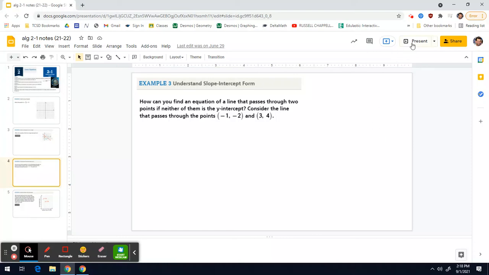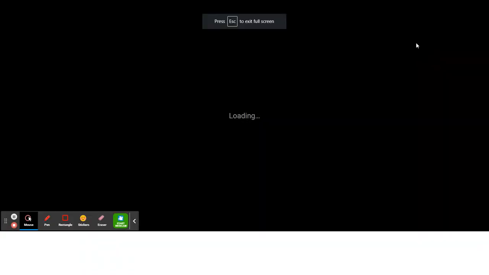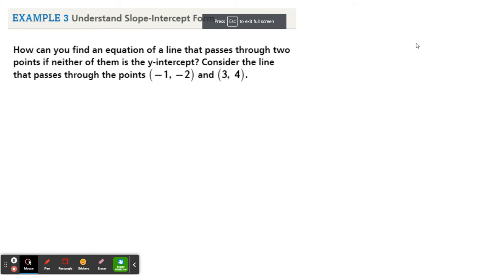Okay, so here's our second video talking about slope-intercept form. This is kind of a word, not a word problem, but it involves a little bit more steps. It says, how can you find an equation of a line that passes through 2 points if neither of them is the y-intercept? Consider the line that passes through the points (-1, -2) and (3, 4). So again, we need to come up with our slope-intercept form.